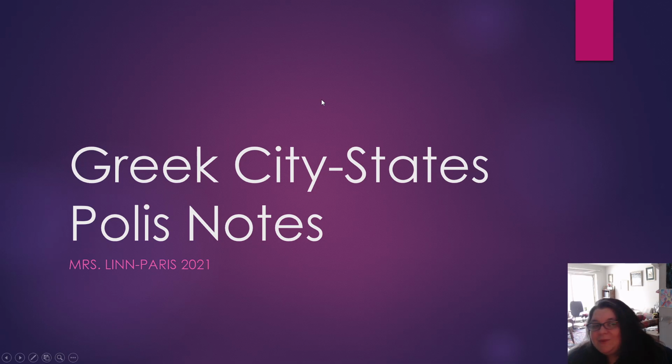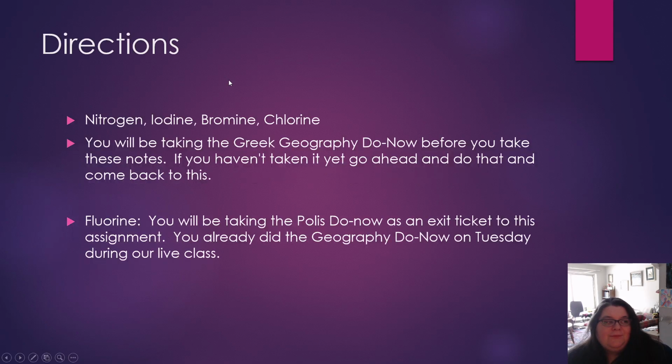So today we're talking about the Greek city-states, and you'll be taking notes on the polis. Okay, so for nitrogen, iodine, bromine, and chloramine, you will be taking the Greek geography do now before you take these notes. If you haven't taken it yet, go ahead and do that now and then come back to this video.